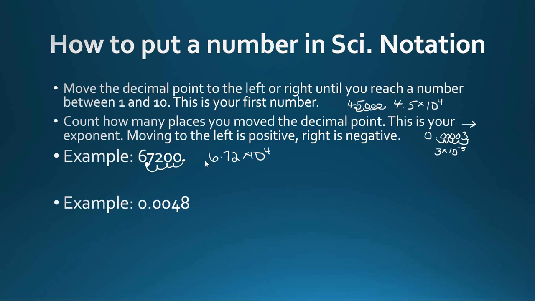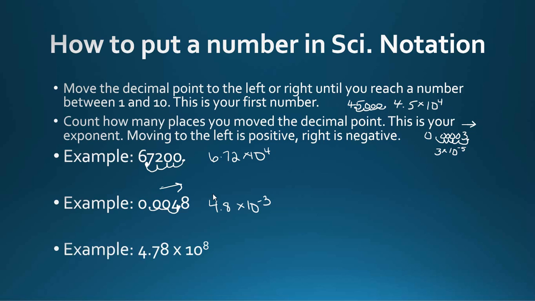Another example here. Again, we're going the other way, to the right this time. We move that decimal point 1, 2, 3 places until we get to 4.8. So it's 4.8 times 10 to the negative third, since this is a very small number and we moved to the right. Now let's go the other way, with 4.78 times 10 to the 8th.